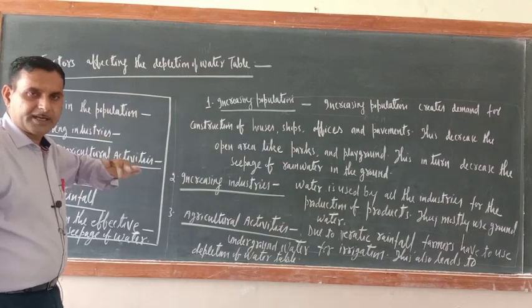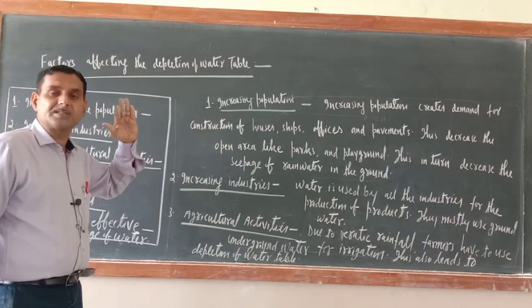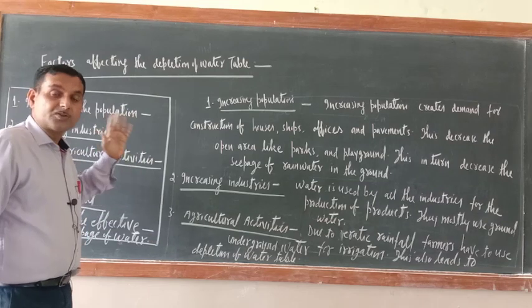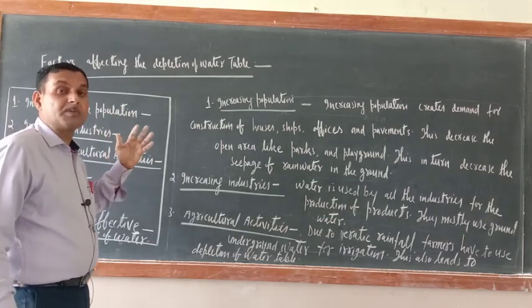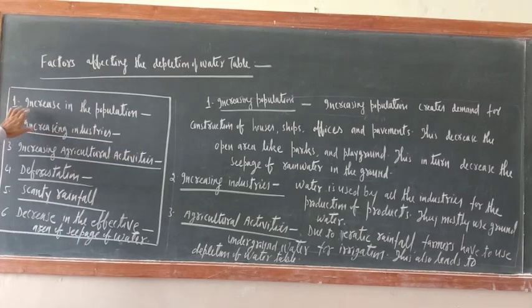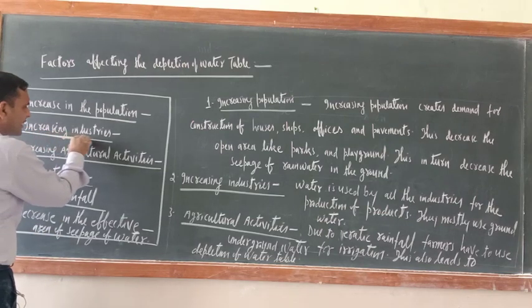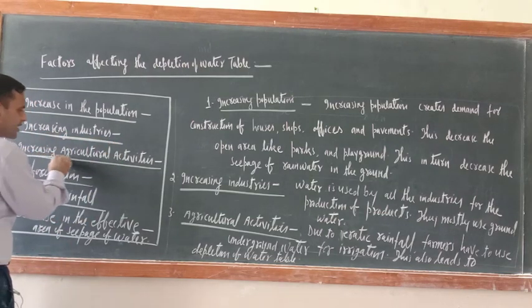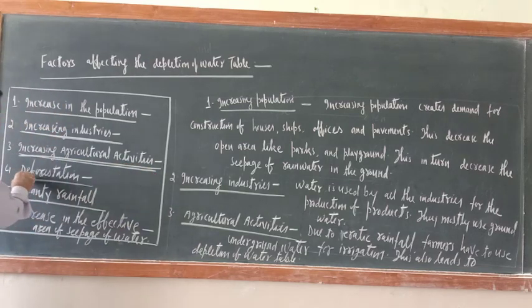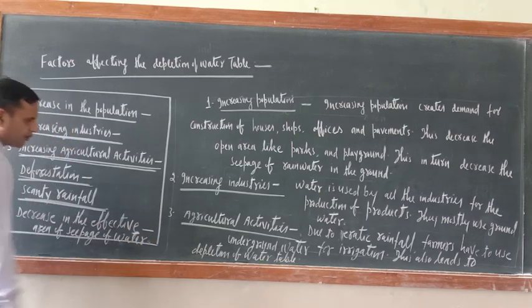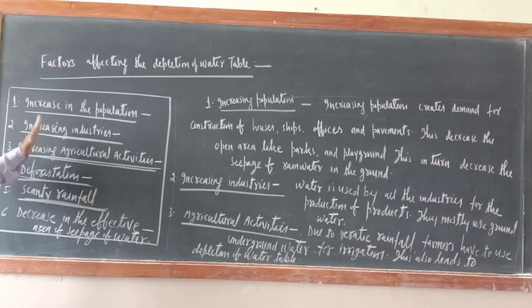Water table is fastly depleting. Depleting means going down, decreasing. So what are the factors which are responsible for the depletion of water table? Here I have summarized: increase in the population, increasing industries, increasing agriculture activities, deforestation, scanty rainfall, decrease in the effective area of seepage of water.